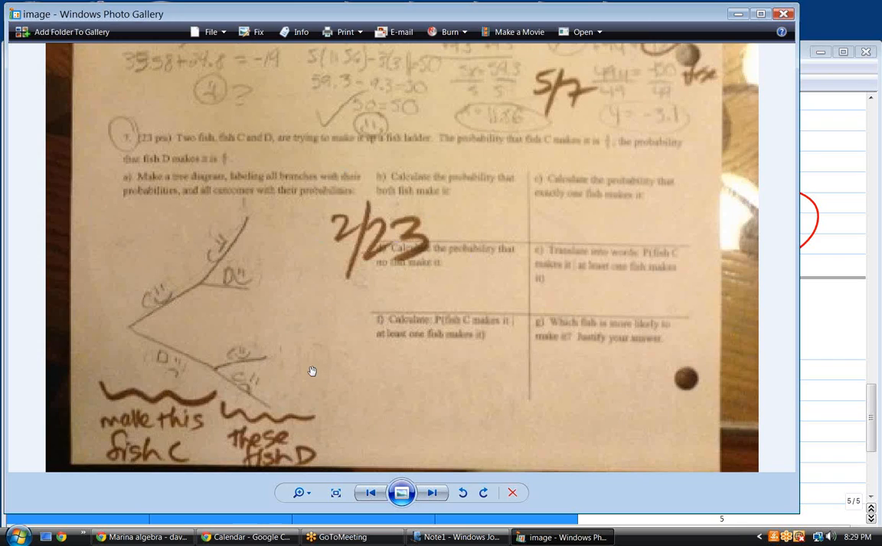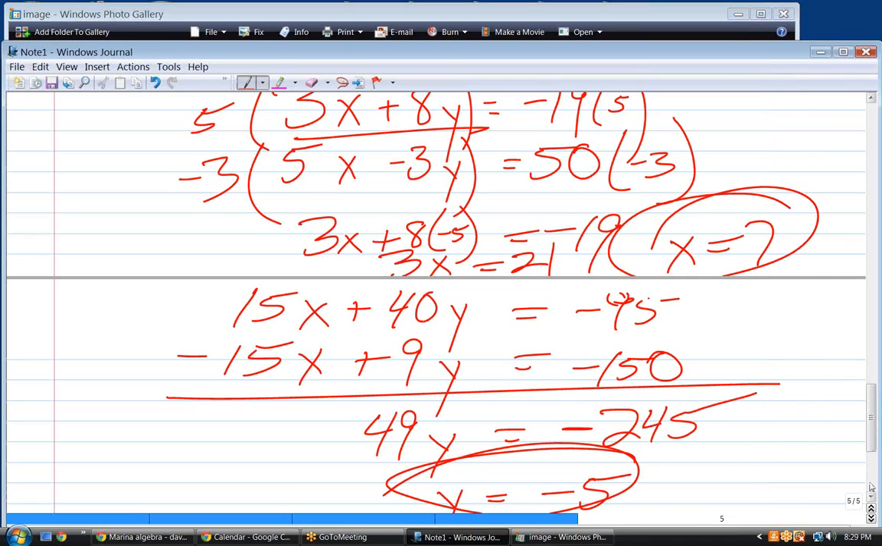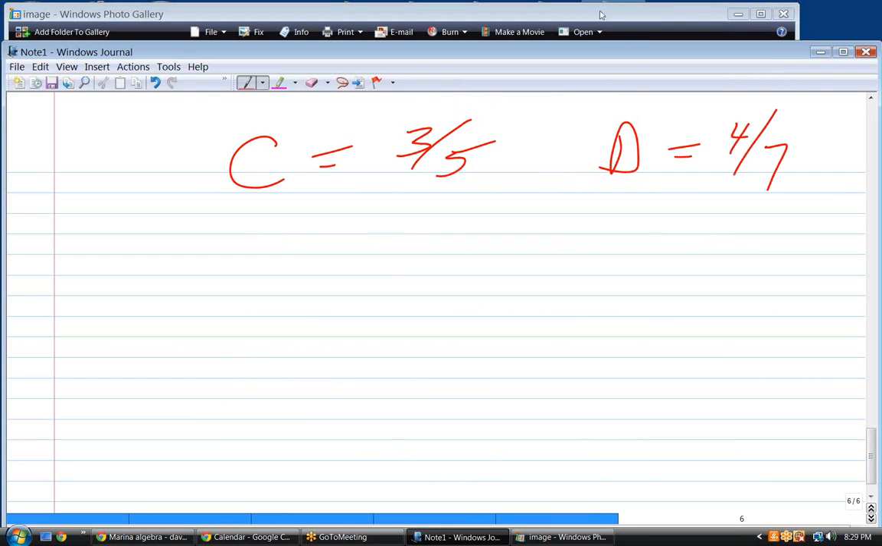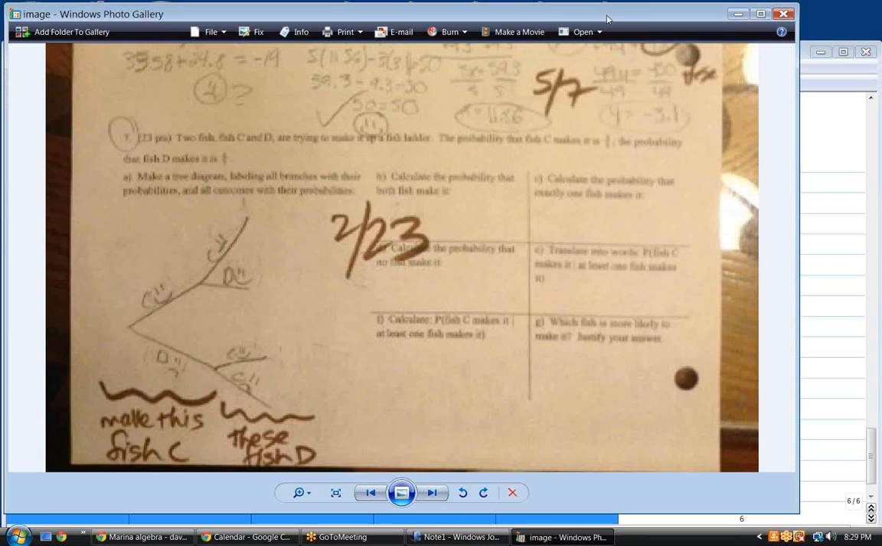Two fish, C and D, are trying to make it up a fish ladder. The probability that fish C makes it is what? 2/5? 3/5. 3/5. So the probability that fish D makes it is 4/7. So C is 3/5. What is D? 4/7. Okay. And then it's make a diagram and label all branches with their probabilities and all outcomes with their probabilities. Okay.